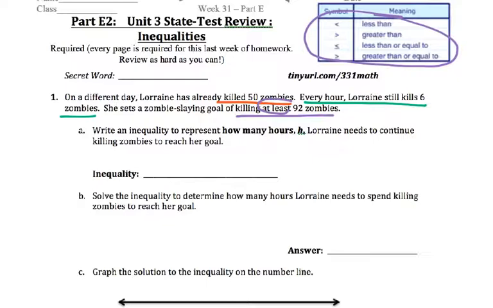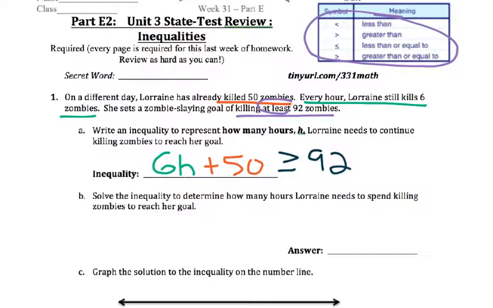Alright, so first we have a variable term, and that is 6 zombies per hour, or 6 times h. Then we have how many zombies she's already slayed, which is 50. And then she wants to kill at least 92. So let's think about this. She would be happy if she killed more than 92, like 93, 94, but she would be unhappy if she killed less than 92 zombies. So that's why we need to use a greater than or equal to sign, because she's happy if she kills 92 or more.